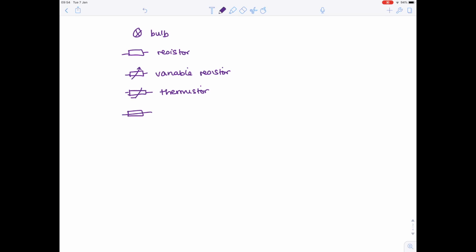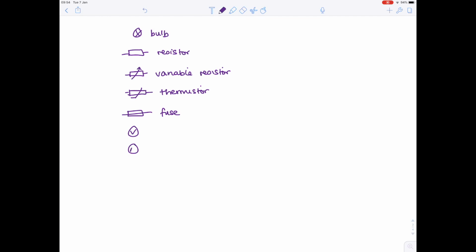Don't forget to learn your electrical symbols. So this is a bulb, here's a resistor, an arrow going through that resistor, then it's a variable resistor. If you have a hockey stick going through the resistor, then it's a temperature dependent resistor or a thermistor. The box this time with a horizontal line is a fuse.